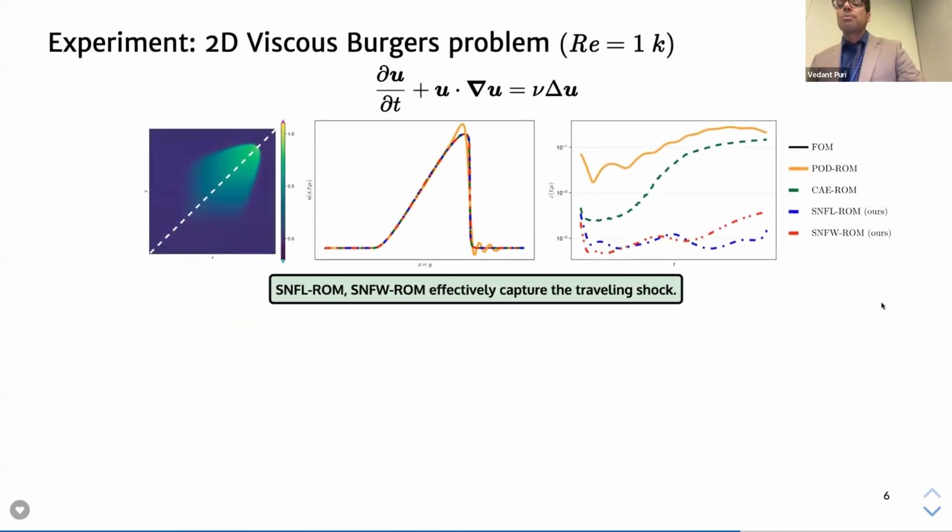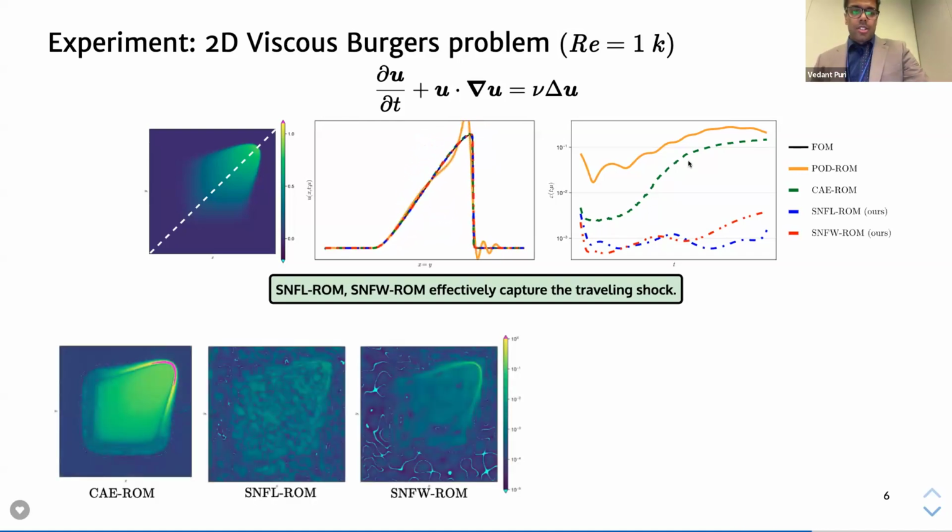Right. So this is the 2D Burgers case again, where we are looking at the traveling shock problem. We see that we are capturing the solution extremely well, as is reflected by errors which are both sub 1%, whereas the convolutional autoencoder simply blows up. Okay, so these are the solution snapshots at the last time step, and we see that the convolutional autoencoder is missing the shock over here, as is described by the magenta over here, whereas our two methods have near like 10 to the minus 3 error everywhere.